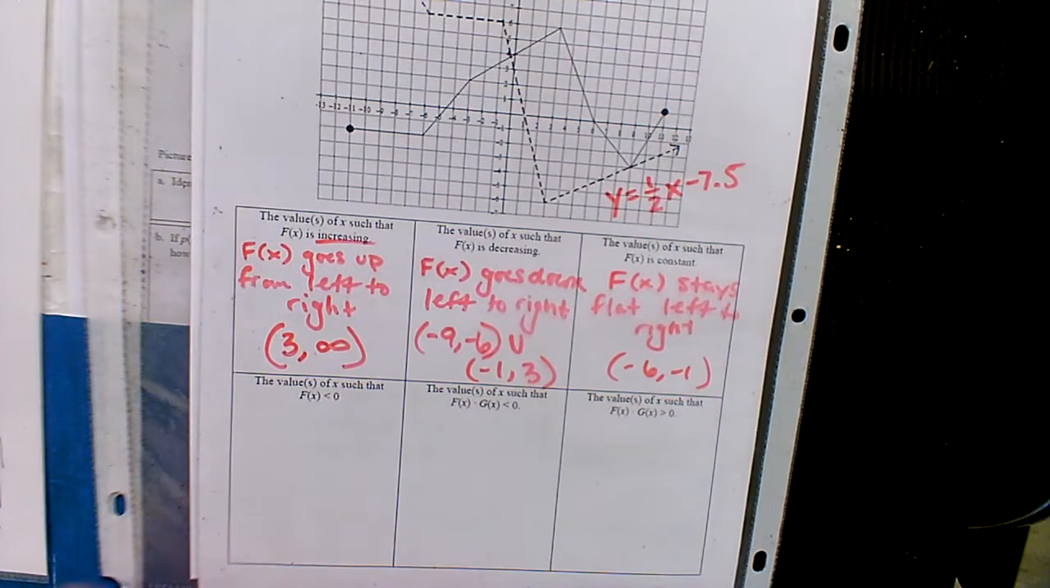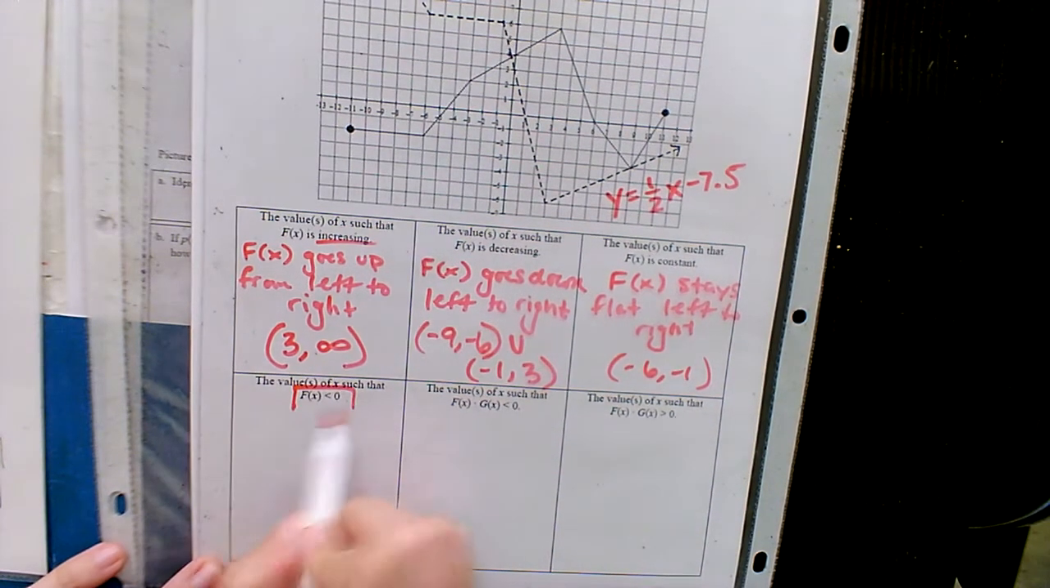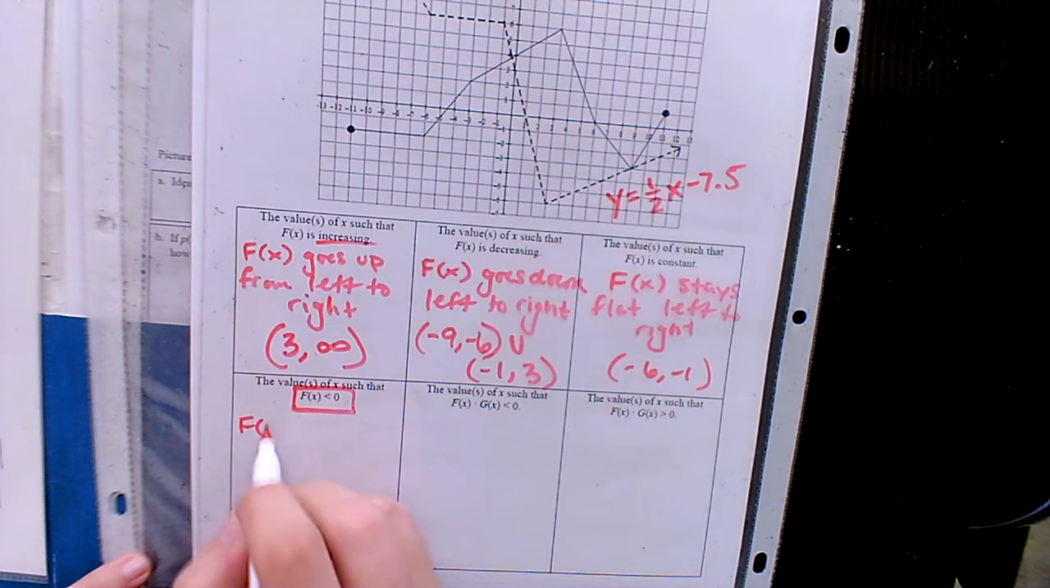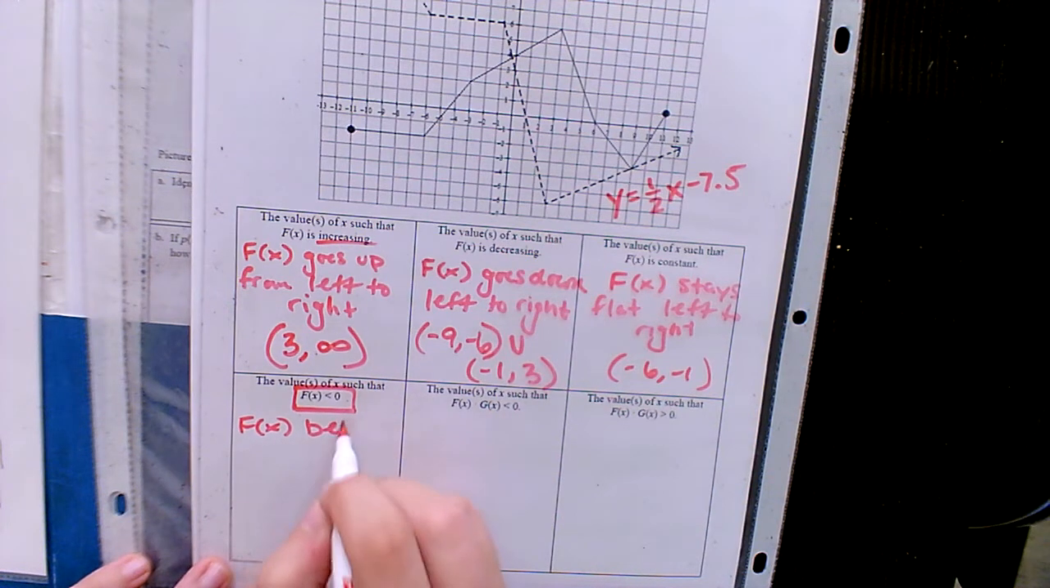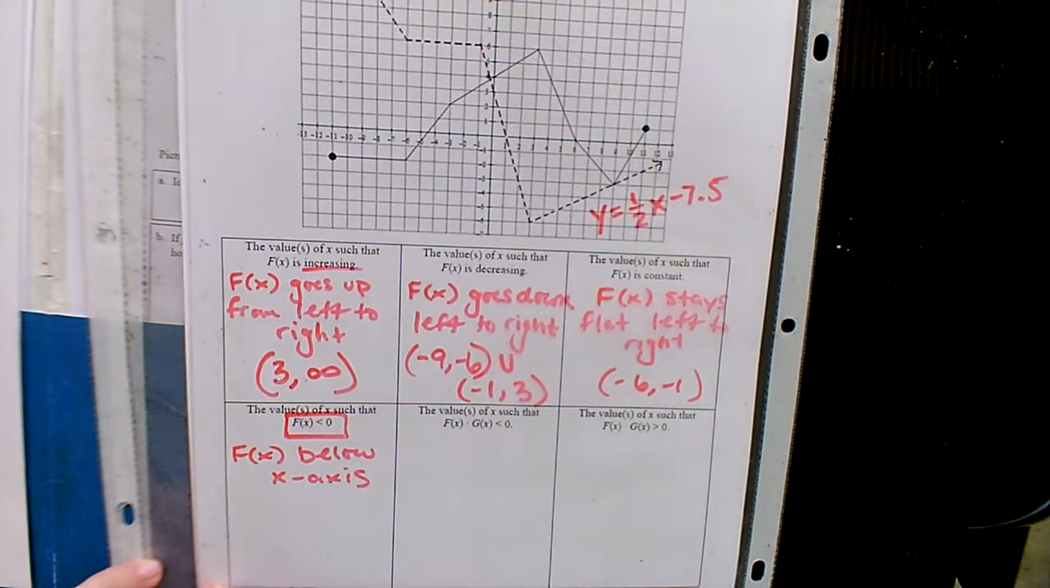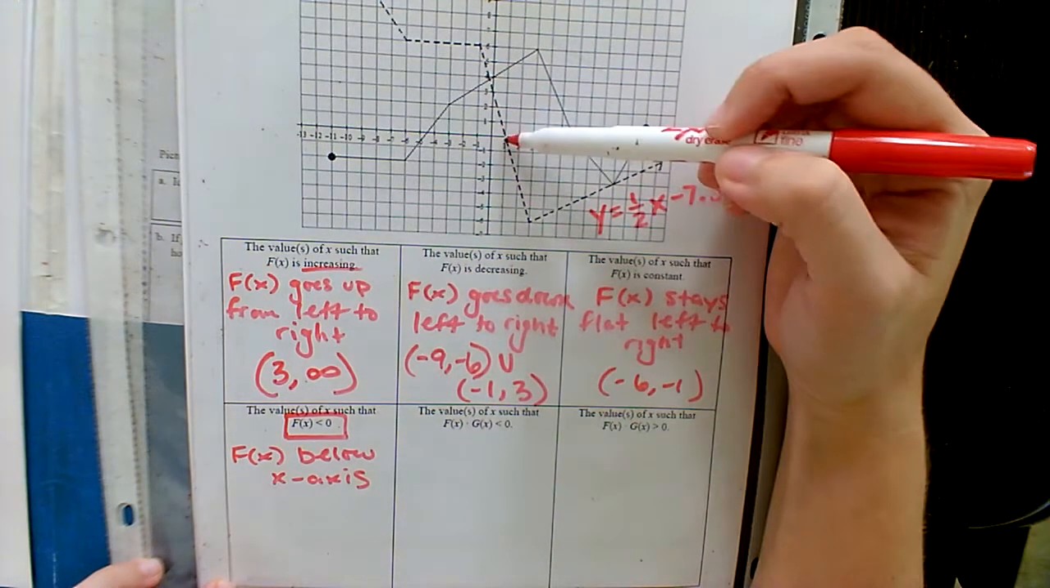All right. Next one, f of x is less than 0. What should we be trying to find? What do you think, Adam? The x value from f of x is below the x-axis. All right, f of x below the x-axis. So, dotted graph, where are we below?